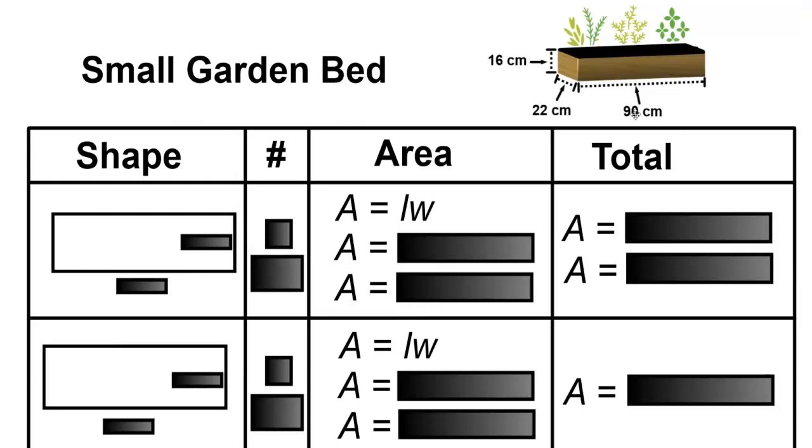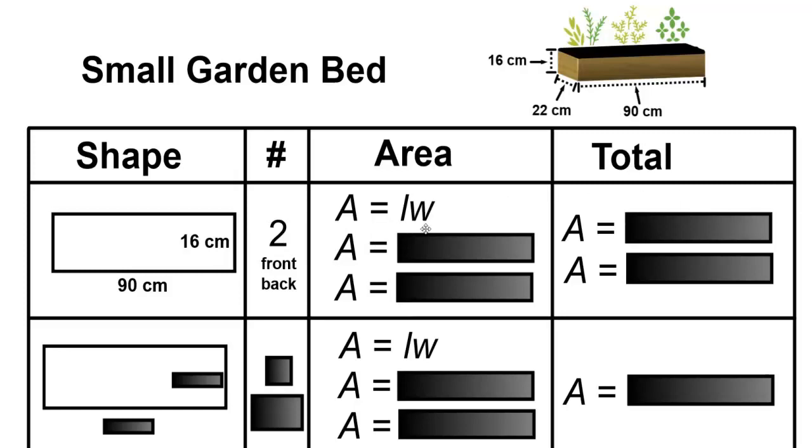Our first rectangle will be the front side, which is 90 by 16 centimeters. There's a front and a back of this shape, so the number will be 2.